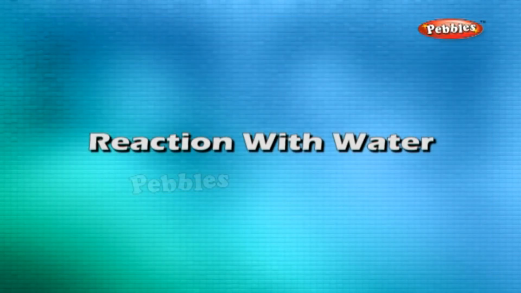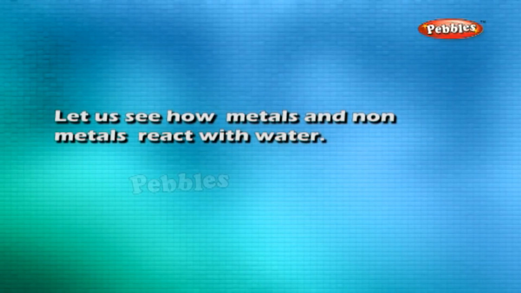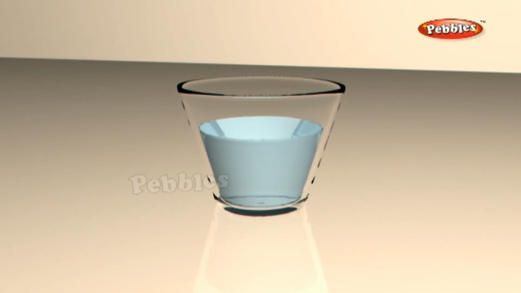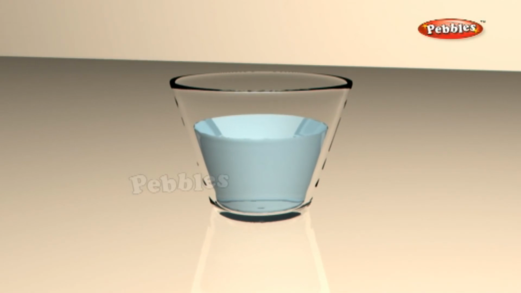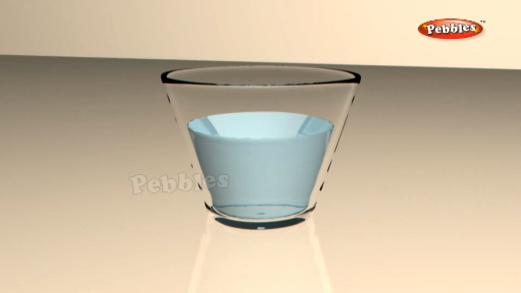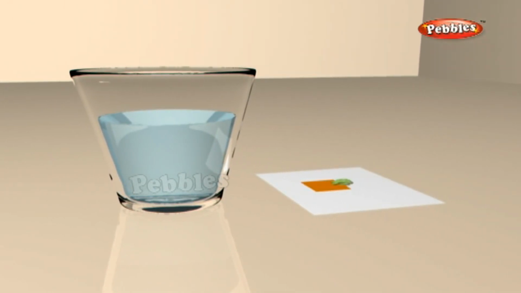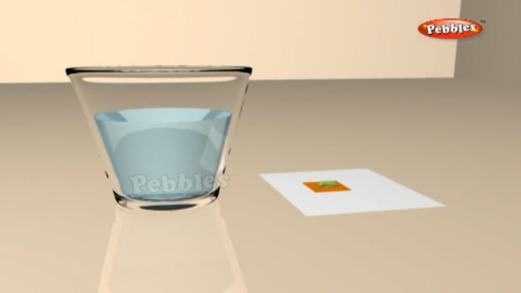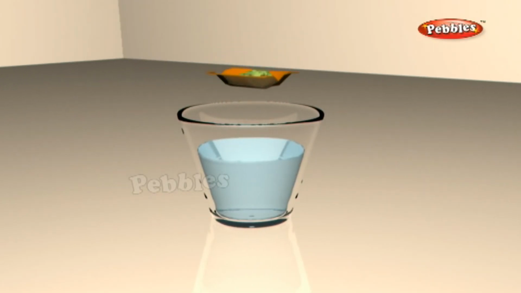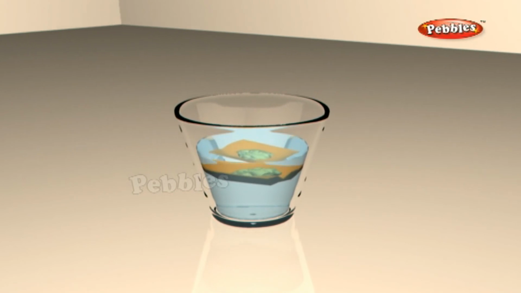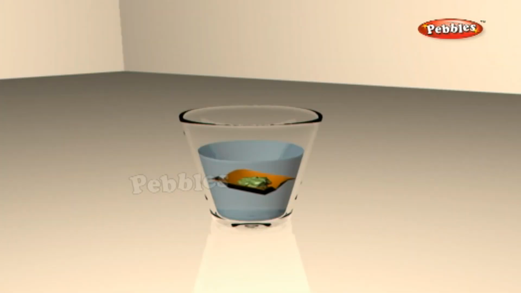Reaction with water. Let us see how metals and nonmetals react with water. Take a 250 ml beaker or a glass tumbler. Fill half of it with water. Now, carefully cut a small piece of sodium metal. Dry it using filter paper and wrap it in a small piece of cotton. Put the sodium piece wrapped in cotton into the beaker. Observe carefully. During observation, keep away from the beaker.